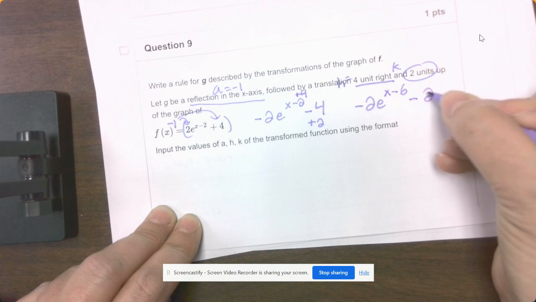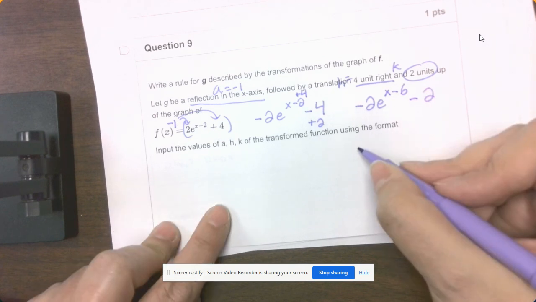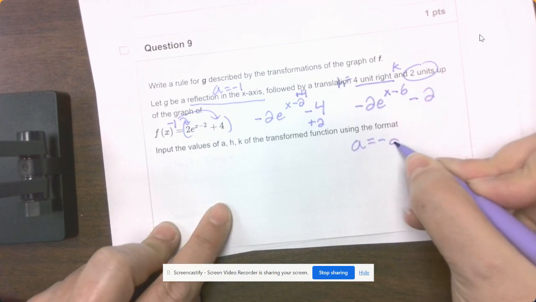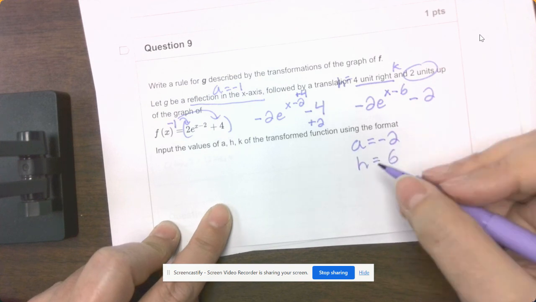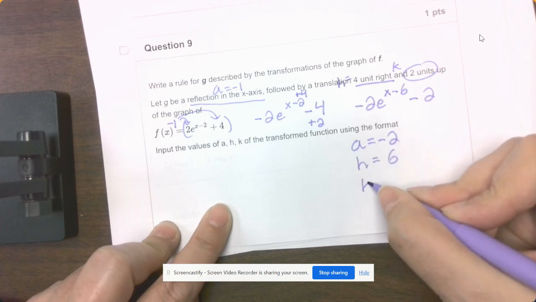minus 2. Okay? So a is going to be -2. h is going to be 6. Remember, it's opposite. And k is going to be -2.